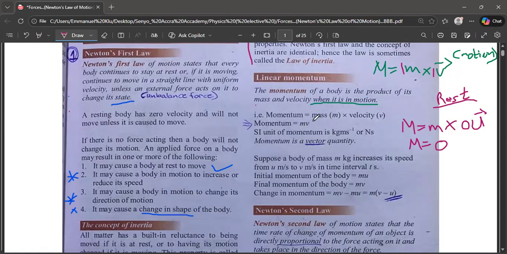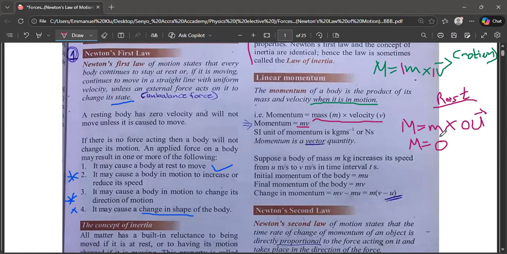So that is what they are trying to express where they are saying momentum is equal to mass times what? Velocity. In some cases, you just see momentum equal to mv. Don't get confused by that. The SI unit of momentum is what? Kilogram meters per second, or newton seconds. Also, momentum is a vector quantity.